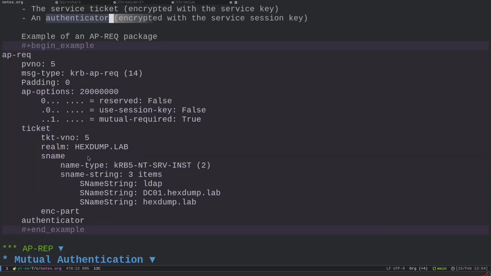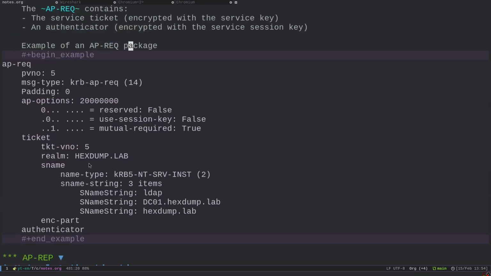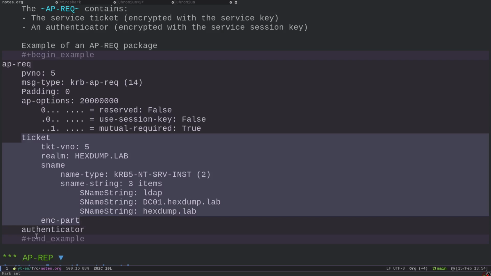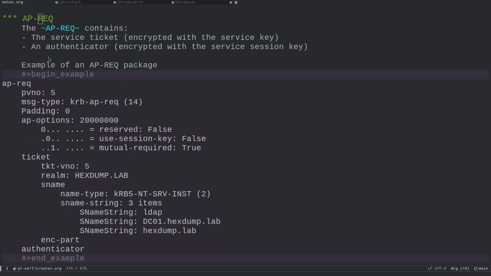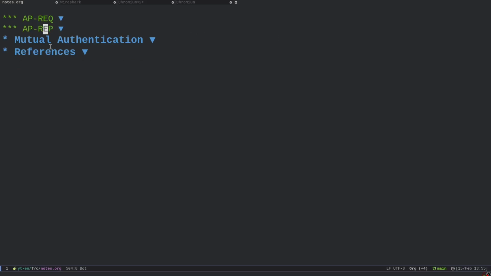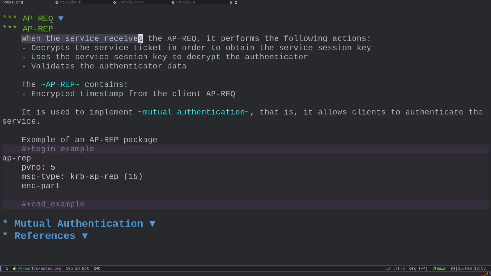And so this is an example of an AP-REQ packet. So we have the version of Kerberos, here we have a ticket, so this is the service ticket, and this is the authenticator. So this is the request AP-REQ, and then we see the reply. When the service receives the AP-REQ, it performs the following actions. It decrypts the service ticket in order to obtain the service session key. It uses the service session key to decrypt the authenticator, and it validates the authenticator data.